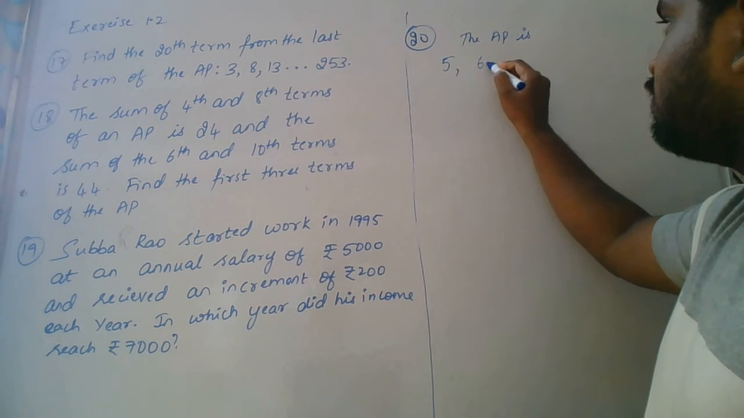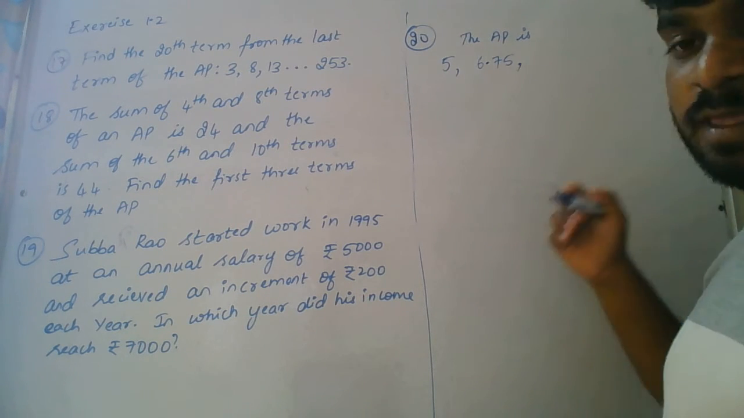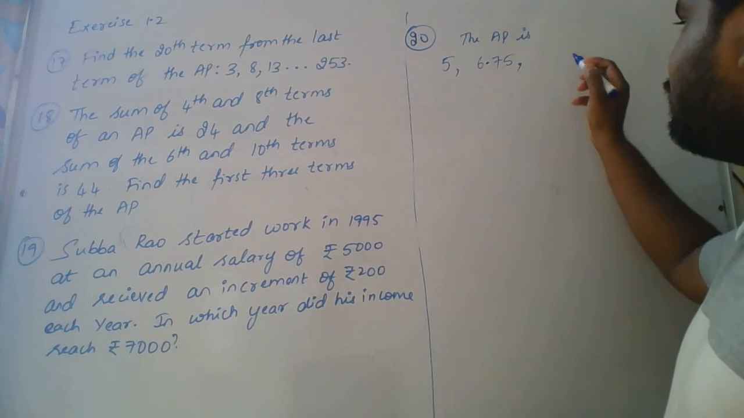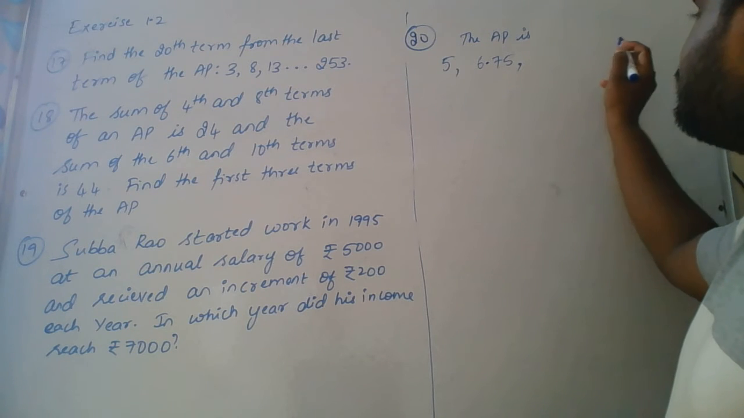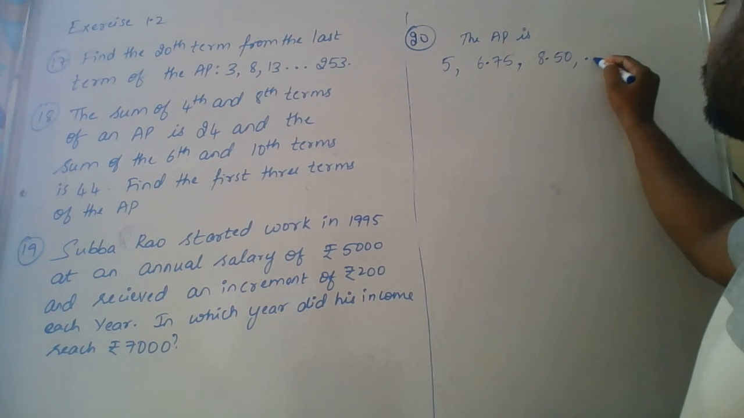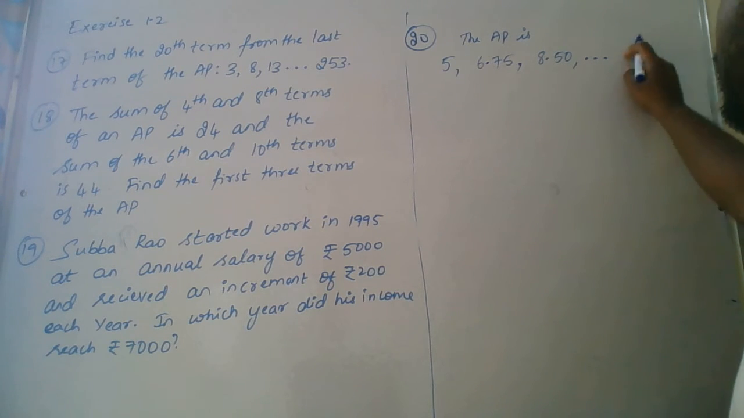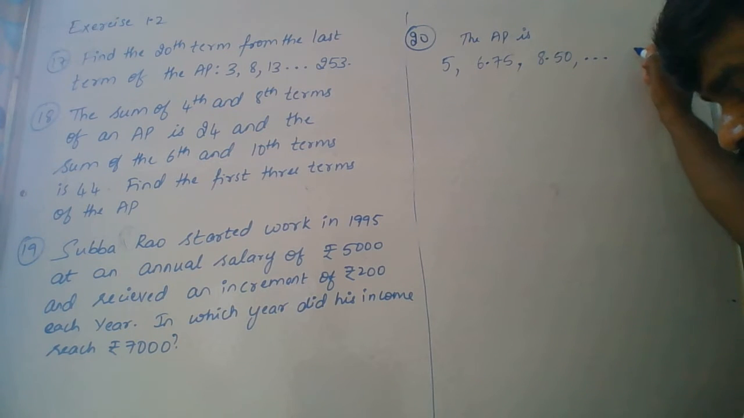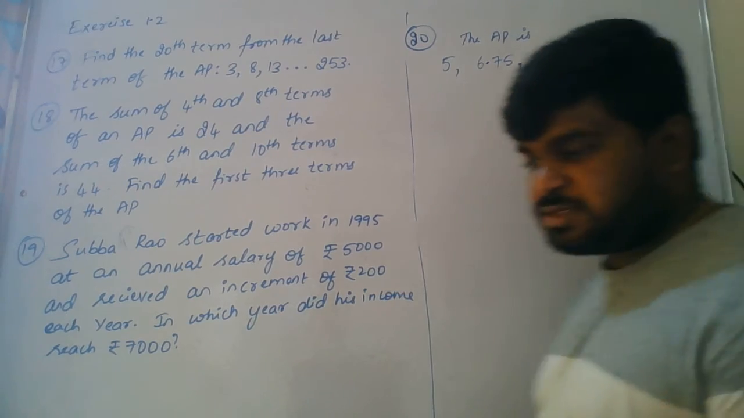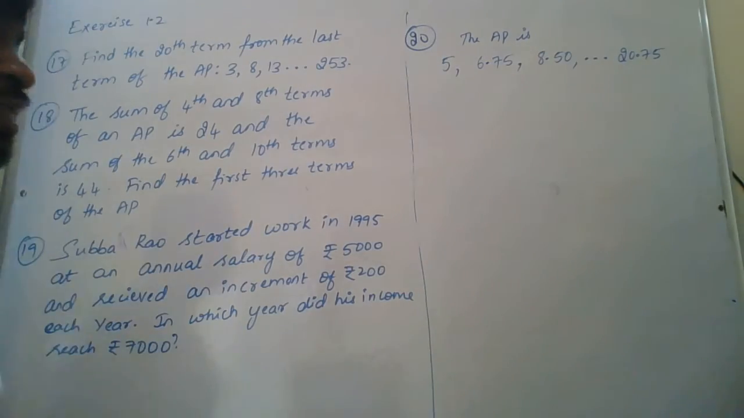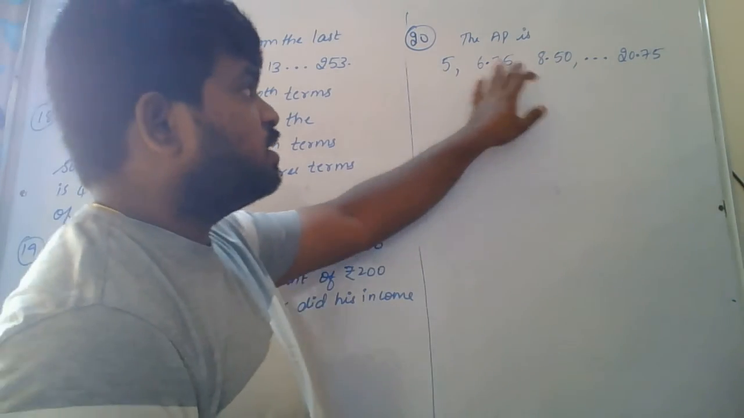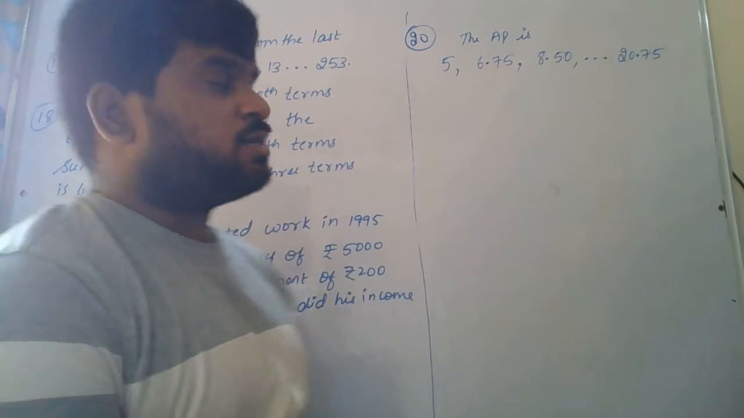So 5 plus 1.75 will become 6.75. Again, the next week increased by 1.75. So it will become 8.5 and so on. In the nth week our savings is 20.75. In the nth week our savings is 20.75. We have to find the value of N here. Okay. Which is that nth week? This is the first week, second week, third week. Which week is this? Okay.